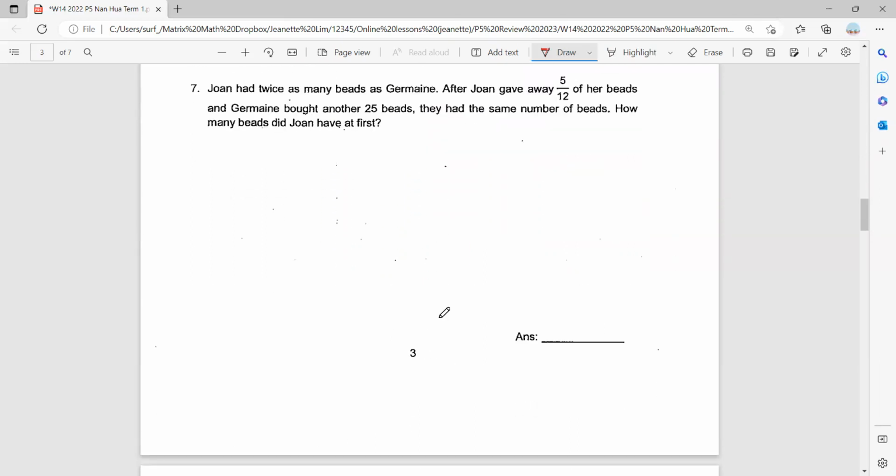Question 7. Joan had twice as many beads as Jermaine. After Joan gave away 5/12 of her beads and Jermaine bought another 25 beads, they had the same number of beads. How many beads did Joan have at first? I'll draw a model. Joan had twice of Jermaine. After Joan gave away 5/12, the whole model for Joan should be represented by 12 units. So I'm going to cut the whole thing into 12.